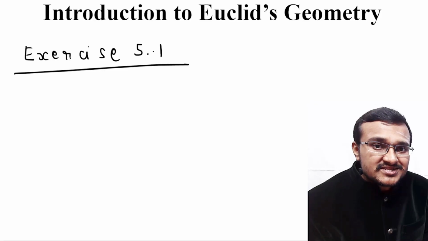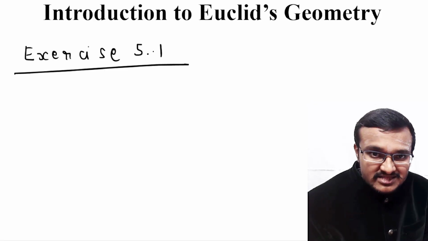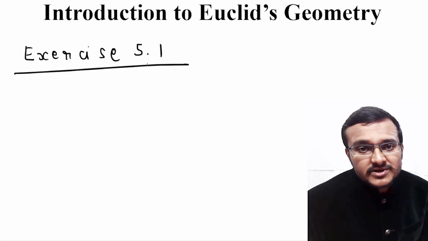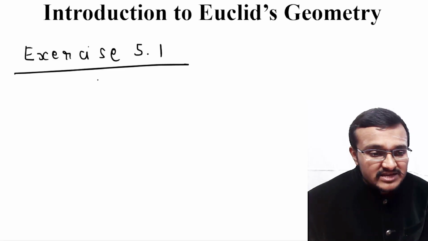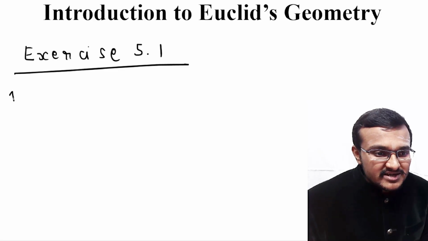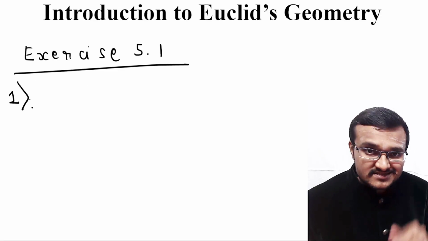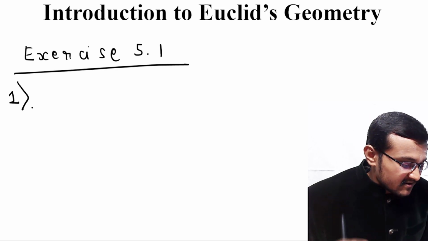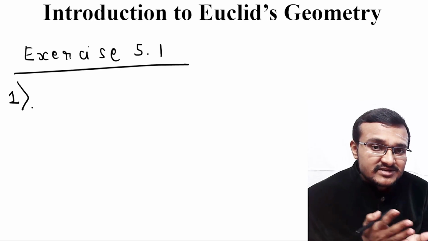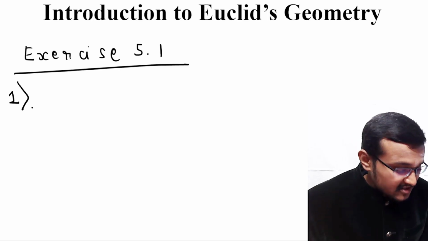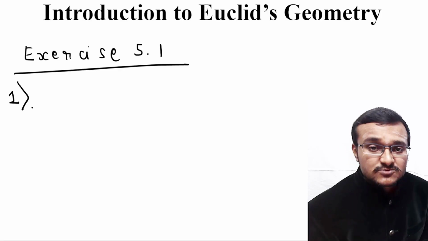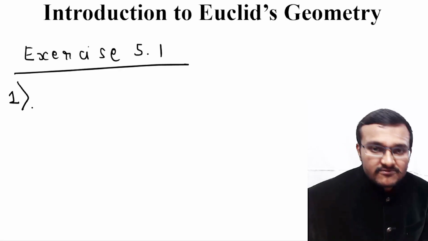So in my previous videos, I was discussing the fifth chapter of 9th standard mathematics, that was on Introduction to Euclid's Geometry. Now in this particular video, we'll look into the exercise 5.1 questions which are there in this chapter. Coming to the first question in this exercise 5.1: which of the following statements are true or false? You have to tell which statements are true and which are false, and you should also give reasons for your answer, that is, why it is true or why it is false.